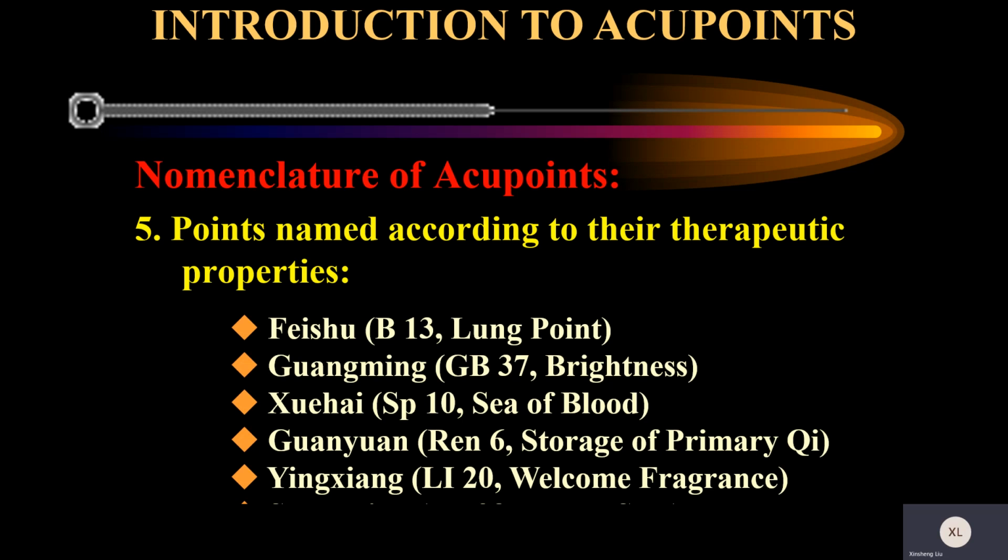Number 5, points named according to their therapeutic properties, like 肺腧. A lot of Bechdel points. 肺腧, Bladder 13, the lung point, regulates lung function, right? 光明, 光明 means brightness. GB37, 光明 really can regulate the eyesight.